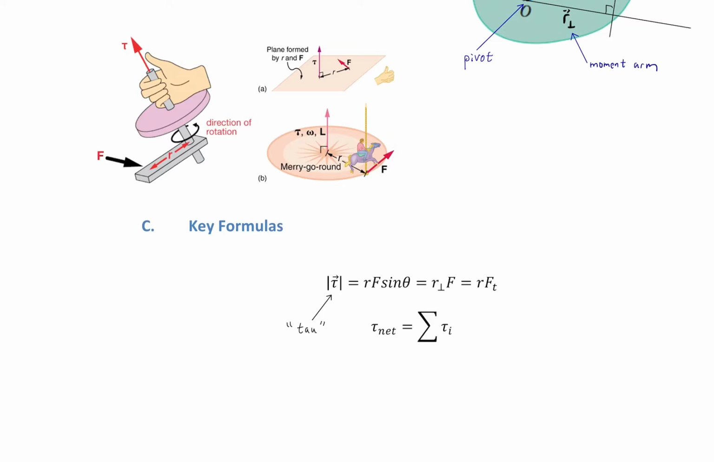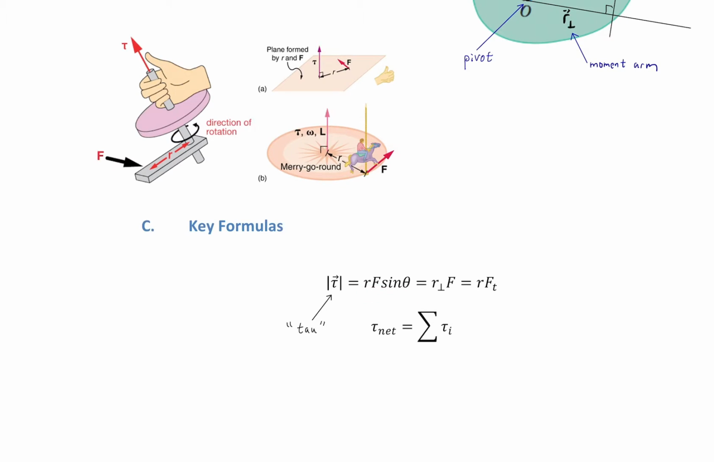because the point is this. Work only cared about the component of force that was parallel to the displacement, while torque only cares about the component of force that is perpendicular to displacement. So for work, you got more work when your force was more parallel. For torque, you get more torque, more twisting, or more ability to twist, if your force is more perpendicular.